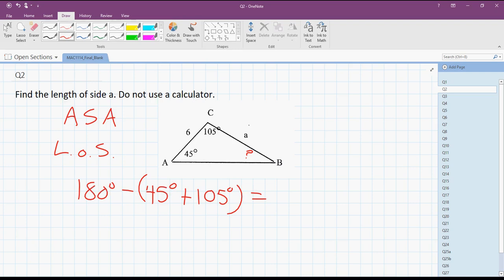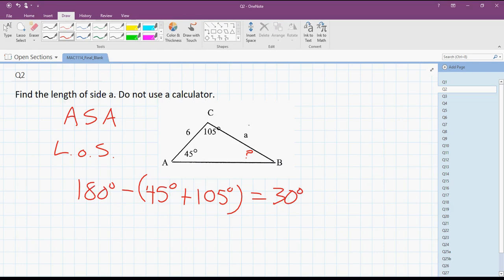30? Perfect. And the reason why it says do not use a calculator is because we know what that angle measure is going to deal with. We're also going to be using the 45-degree angle as well. Wait, is it the same one?